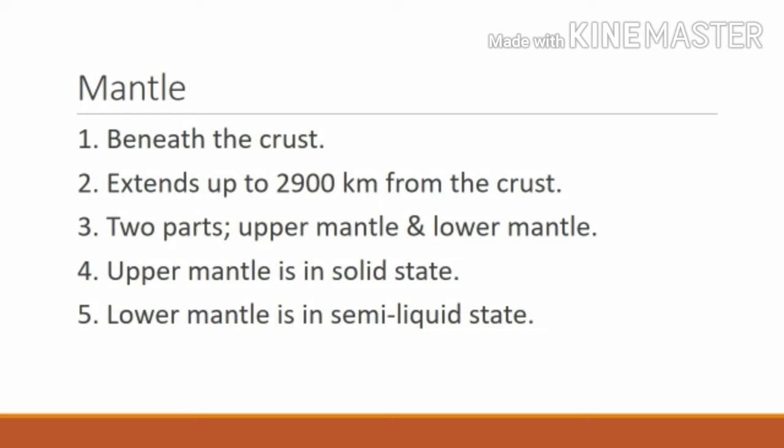The layer just beneath the crust is called mantle. It extends up to 2900 km from the crust. There are two parts, upper mantle and lower mantle. Upper mantle is in solid state because it contains silicon compounds, and the lower mantle is in semi-liquid state.